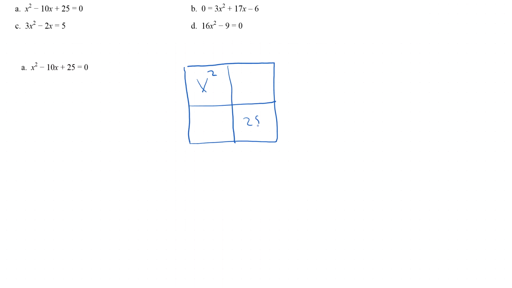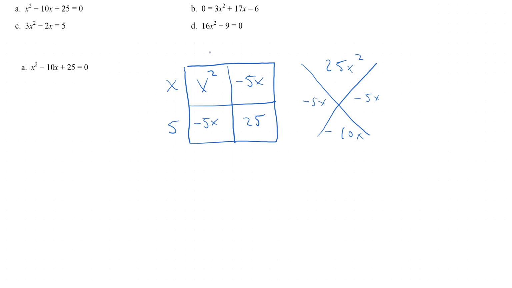factoring box here, 25. And then we want factors of 25x squared that add up to negative 10x. And so right off the bat, I'm thinking negative 5x and negative 5x. So this is negative 5x, negative 5x. These have 5 in common. These have x in common. These have x in common. And this has 5.